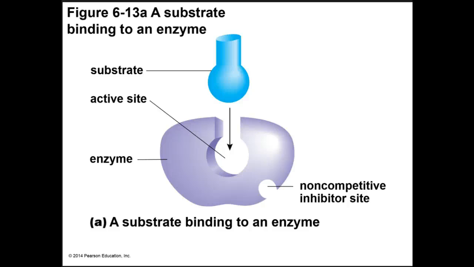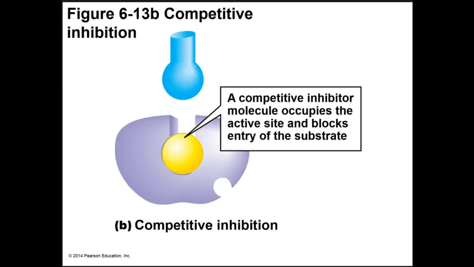This slide shows a normal enzymatic reaction, where the substrate binds to the active site of the enzyme in order to initiate a reaction. In competitive inhibition, an inhibitor molecule binds to the active site and blocks the entry of the substrate. Because this inhibitor is not the actual correct substrate for the enzyme, no reaction occurs. However, because it's sitting in the spot where the correct substrate would like to bind, the substrate cannot come in to start the reaction. We call this competitive inhibition because the inhibitor is competing with the substrate for the active site.